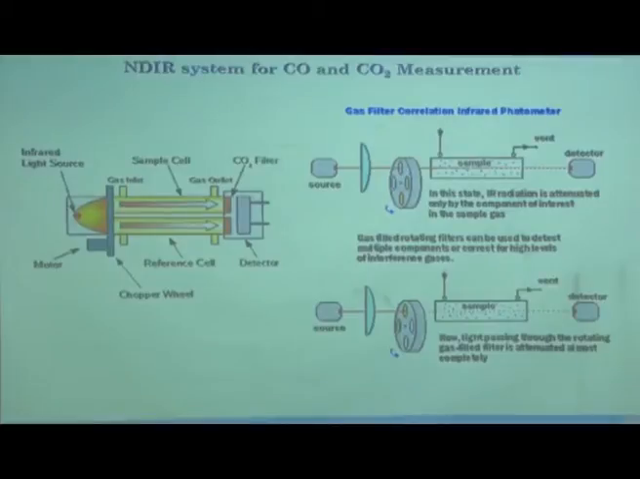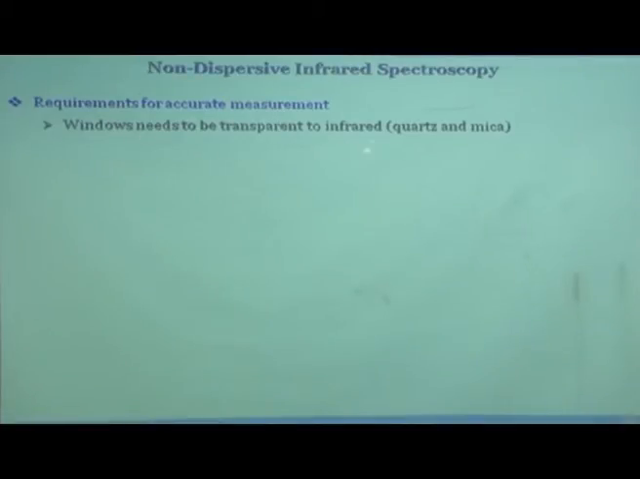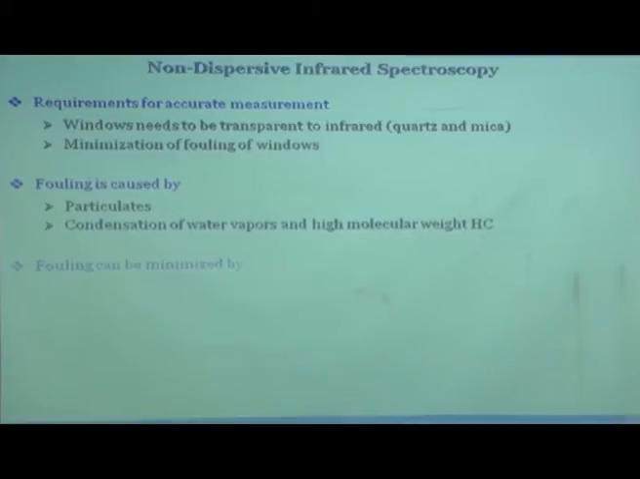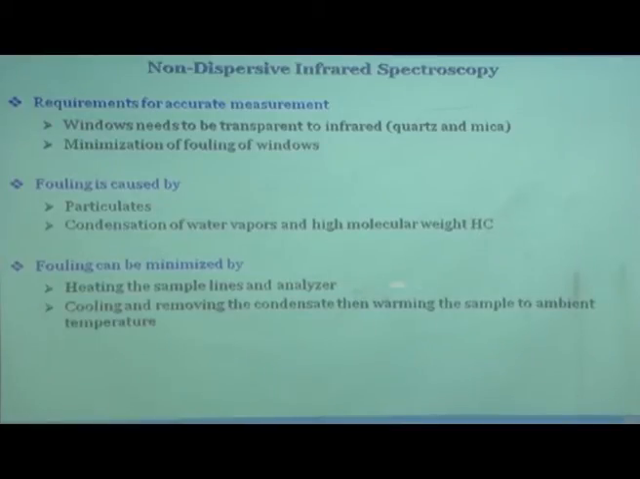These are other details, maybe you can look at them at leisure. This is the requirement for accurate measurements: windows need to be transparent to the infrared, so quartz and mica windows are used. There will be no fouling, no deposits, no soot on the windows. Fouling is caused by particulates, condensation of water vapors and hydrocarbons. Fouling can be minimized by heating the sample line and the analyzer, cooling or removing the condensate, and warming the sample to the ambient temperature. So much of the preconditioning of the exhaust gas is done to avoid fouling of the windows.